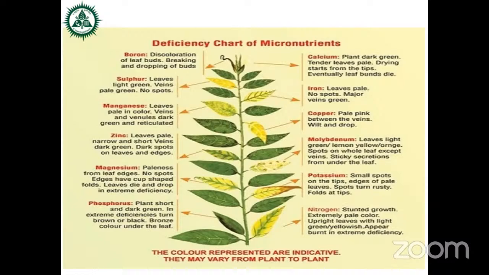Because of the zinc, you can see there are different deficiency symptoms that we have studied in the earlier slides, like complete yellowing in the leaves because of the nitrogen, and because of the potassium, there is pink and purple pigmentation. So these are the different deficiency symptoms because of the unavailability of that particular nutrient.